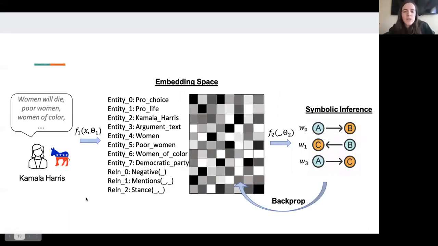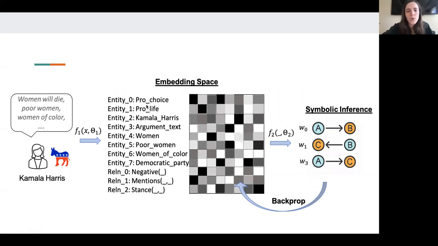And this is a visual representation that I came up with to show how this works. So we have this example that I showed you before. We have a politician, who she is, the party that she belongs to, what she's talking about, and then a bunch of symbols that we explicitly model.